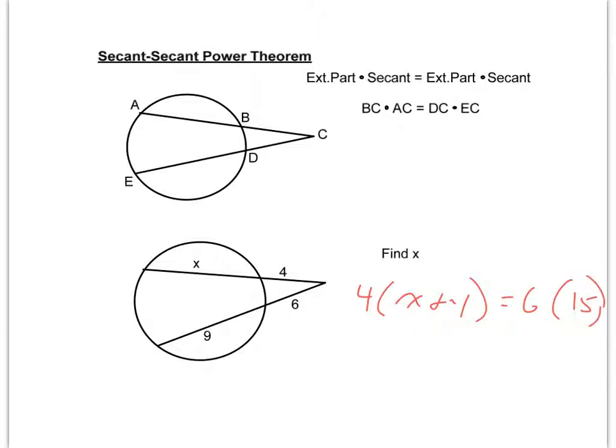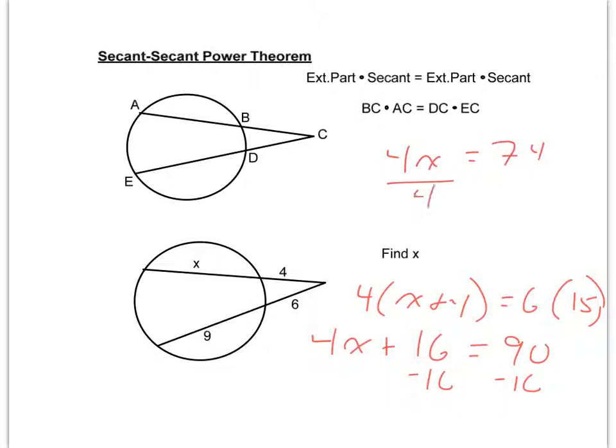All right, distribute my 4. I get 4x plus 4 times 4 is 16, and that's equal to 6 times 15, which is 90. Subtract the 16 from both sides. I got 4x is equal to 90 minus 16, which is 74. Divide both sides by 4. x equals 74 divided by 4 is 37 over 2. Of course, it does not come out even, so you can leave it as 37 halves, or you can change that to 18 and a half.